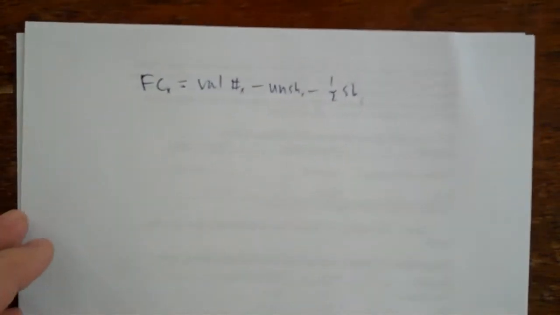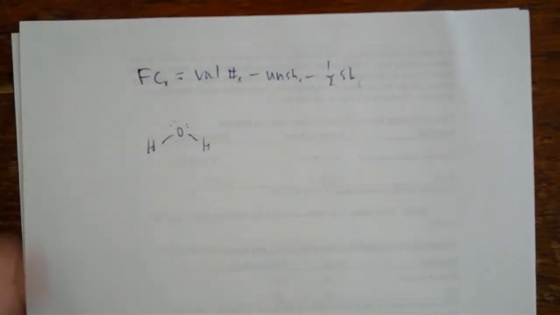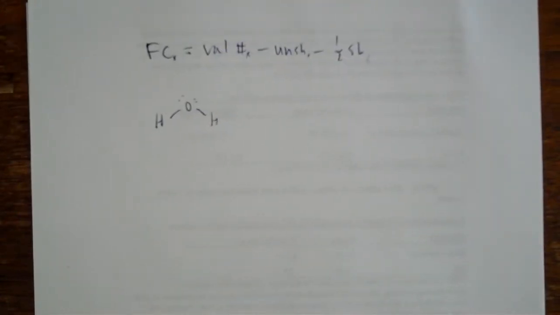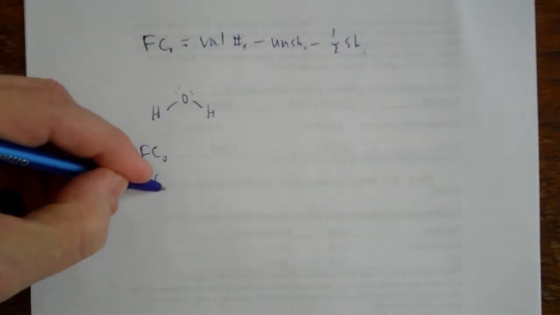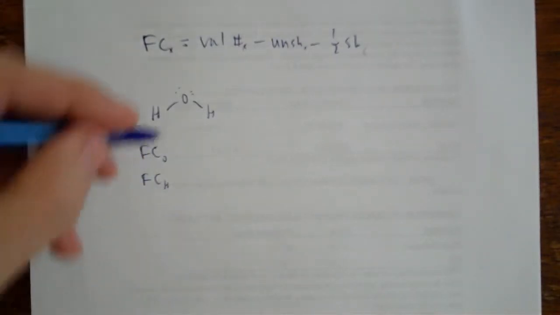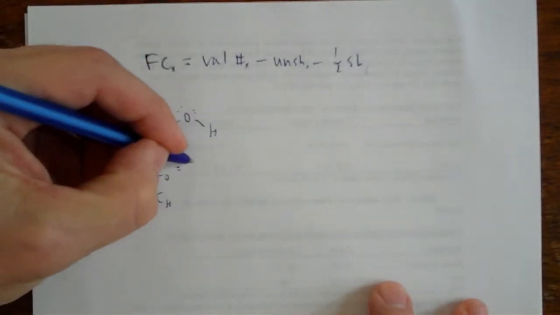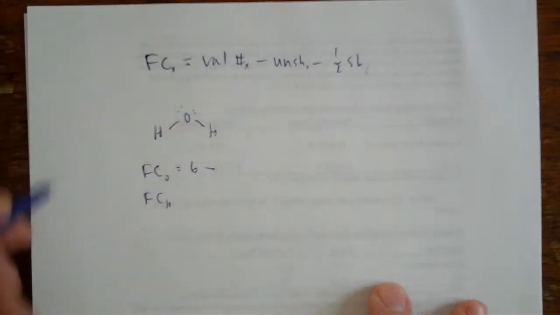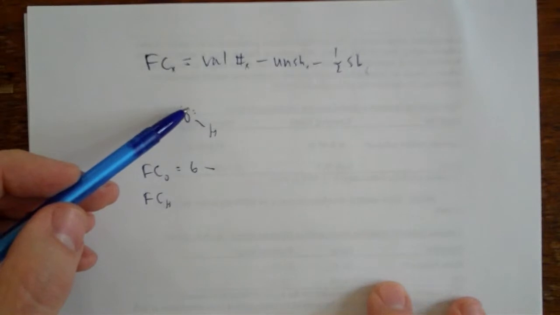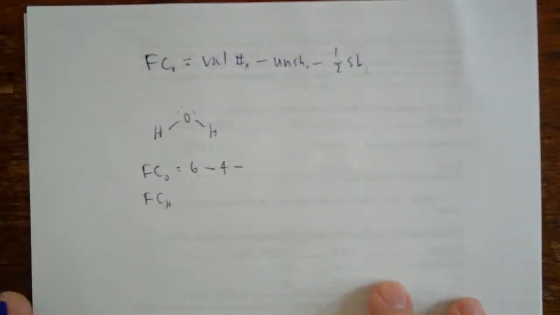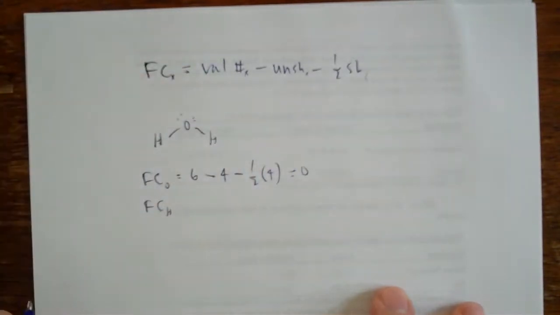Okay? So let's look at an example. Water. The question might be, what's the formal charge on the oxygen? What's the formal charge on the hydrogens? Since they're both the same, I'm not going to say them differently. Okay? So what's the valence number of oxygen? Oxygen comes from group 6, so it's 6 minus, how many unshared electrons does it have? It's got 4, minus half of the shared. How many shared does it have? 4, right? So we can see that the formal charge is 0.